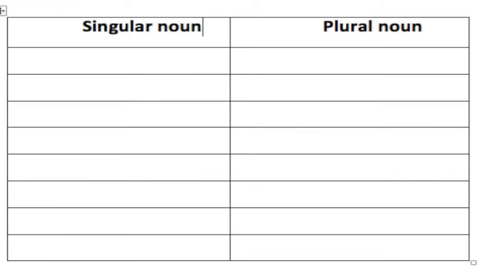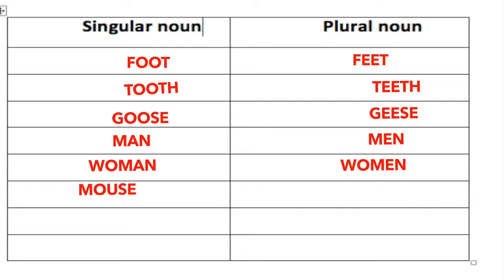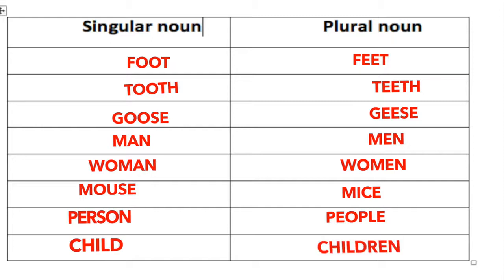The plural of foot is feet, and the plural of tooth is teeth. The plural of goose is geese. The plural of man is men. And the plural of woman is women. And the plural of mouse is mice. And the plural of person is people. And the plural of child is children. Please also refer to the next column for the example sentences.